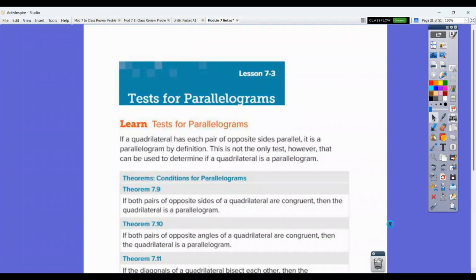Okay, talking about 7.3 here, tests for parallelograms on page 421. If a quadrilateral has each pair of opposite sides parallel, it's a parallelogram by definition. But that's not the only way to prove that you have a parallelogram. There's other ways to do that. So you can prove a few things.